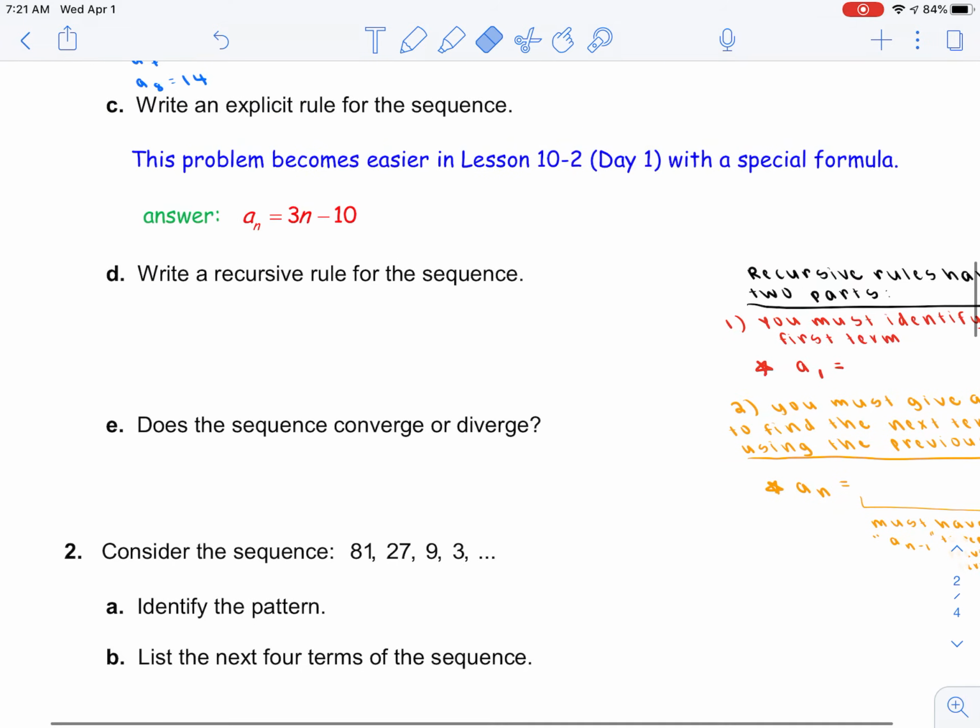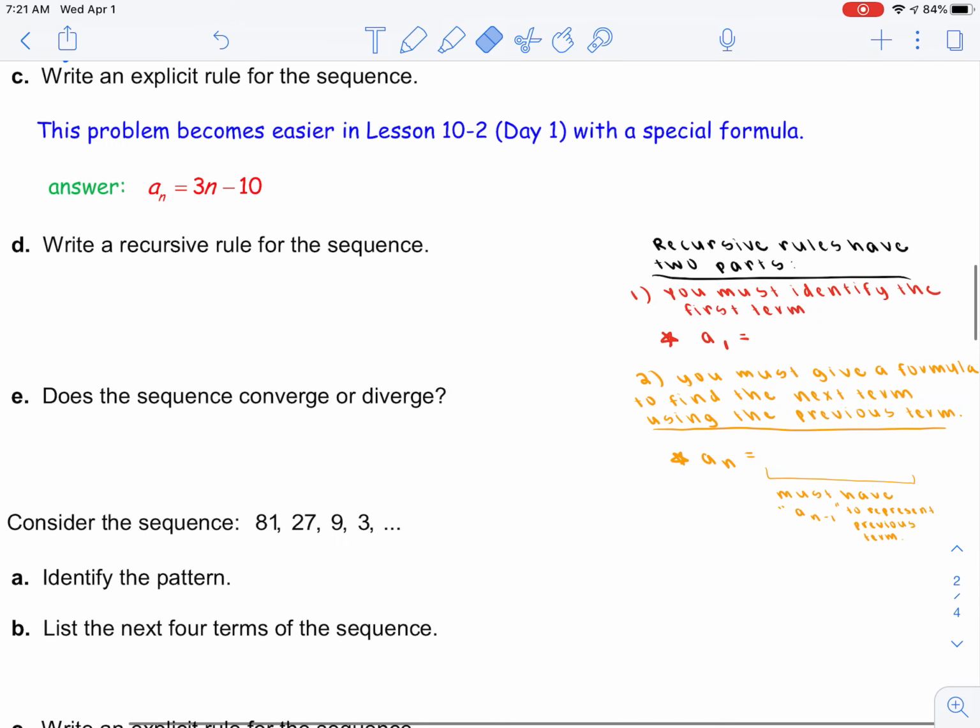In order to write a recursive rule, as you'll see, you need to have two different things stated. You always have to state what the first term is. You have to do this. A recursive rule depends on the previous term. So if you don't tell me what that first term is, you can't get to any of the previous terms.